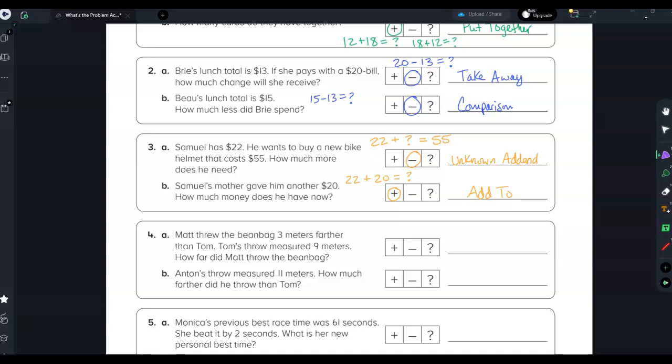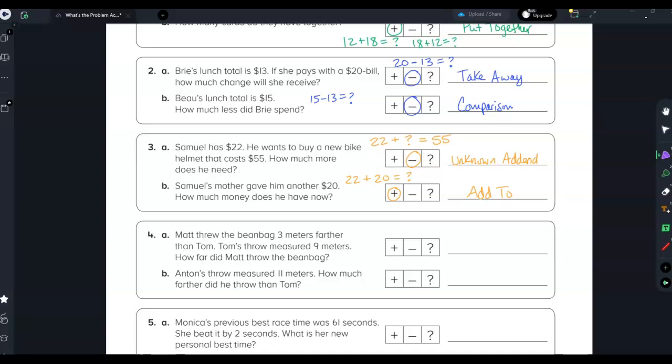If we were going to talk about putting together how far they threw, and we want to know how far they threw in total, then that would be a put together. In this case, we just want to know how far Matt threw the beanbag, and we know he threw it 3 meters further than Tom. So it's not that he threw it 3 meters, it's that he threw it further than Tom, and we know how far Tom threw it.